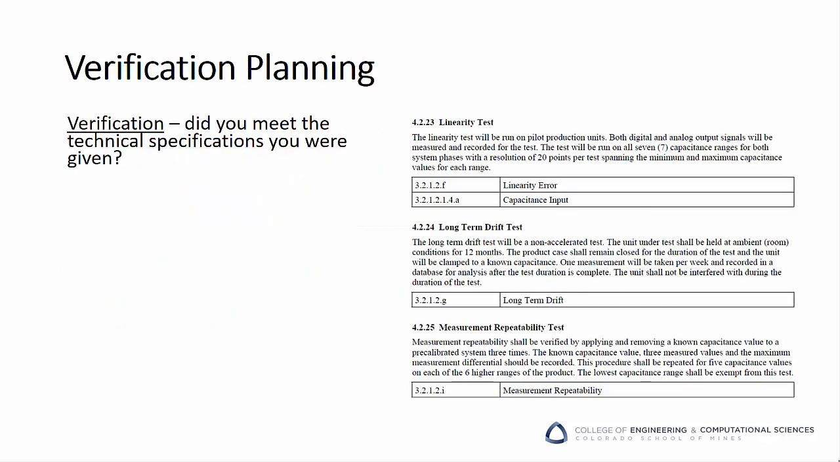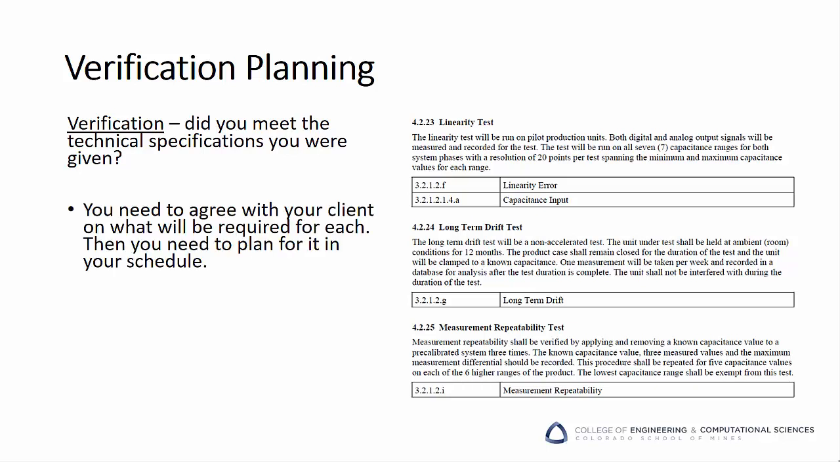One final thing that you will want to do for each of your requirement statements is make sure you can prove you met it. Another way of saying this is all requirements should be testable. Verification answers the question, did you meet the technical specifications you were given? You need to agree with your client on what you will be required for each requirement, and then you need to plan for it in your schedule.